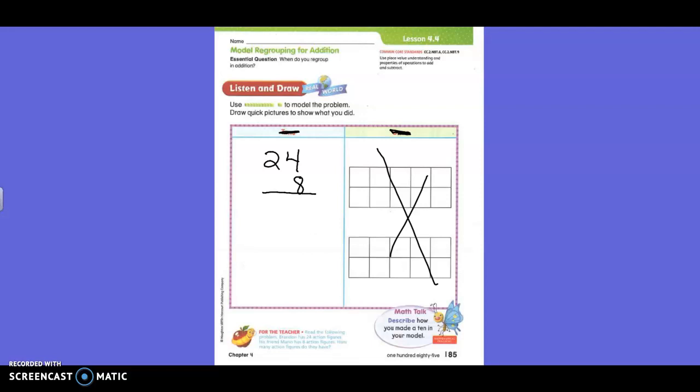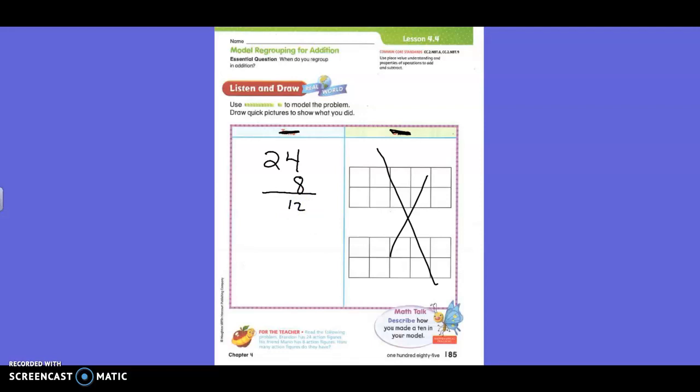Okay? All right, now we are going to add. When we stack and add, this is very important. Are you listening? When you stack and add, you have to add the 1s first. Okay? So we're going to add 8 plus 4. What is 8 plus 4? Isaac? 12.